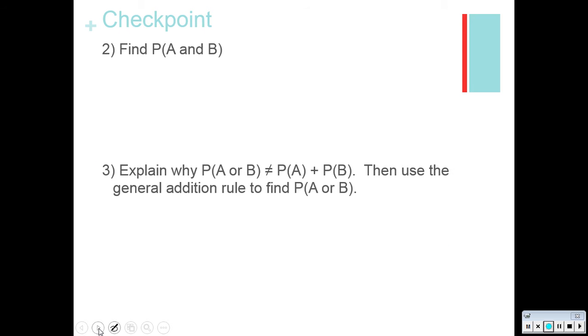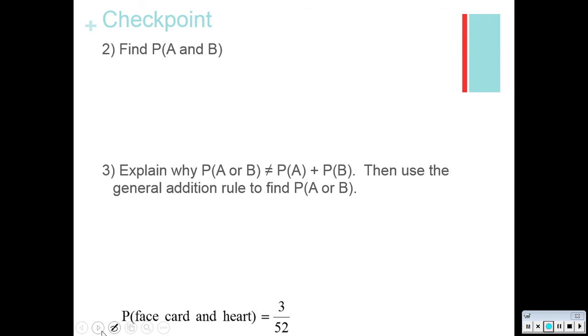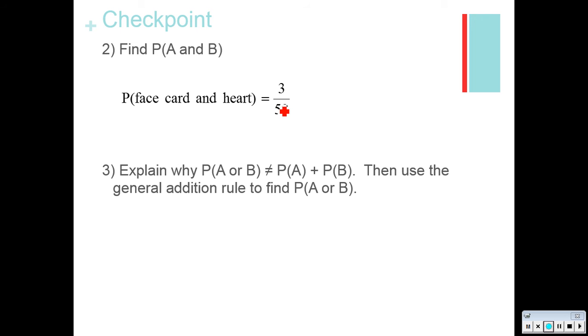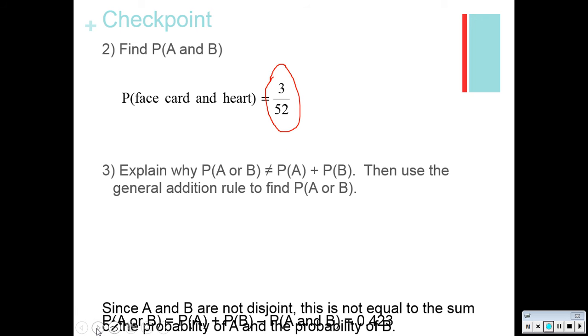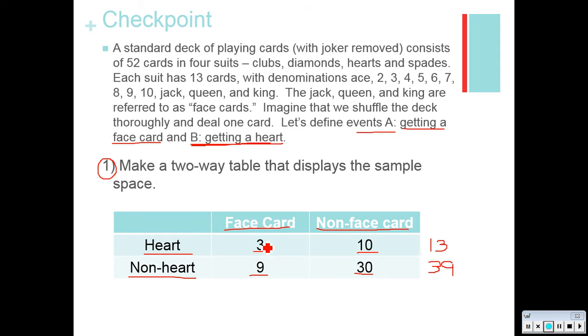Then the question says find the probability of A and B, meaning find the probability that a card is both a face card and a heart. When I go to do this, that's simply 3 out of 52. So a face card and a heart, that's this group right here. So that would be 3 out of, remember, the total of all these is 52.